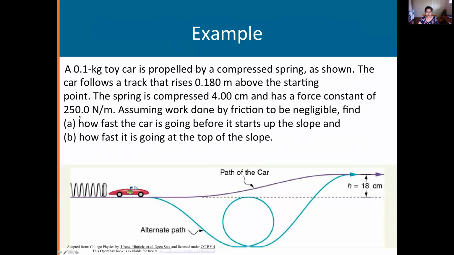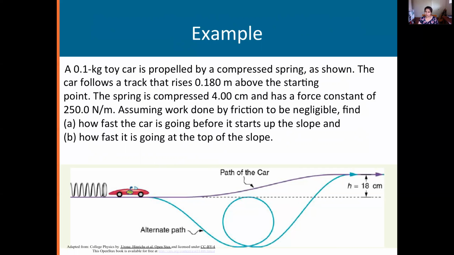Assuming work done by friction to be negligible, find how fast the car is going before it starts up the slope. So right here, okay, before it starts going up the slope. And how fast it's going at the top of the slope. So we have one position here, one position here. And we have the spring that starts off the car. Okay. So how do we tackle this problem?